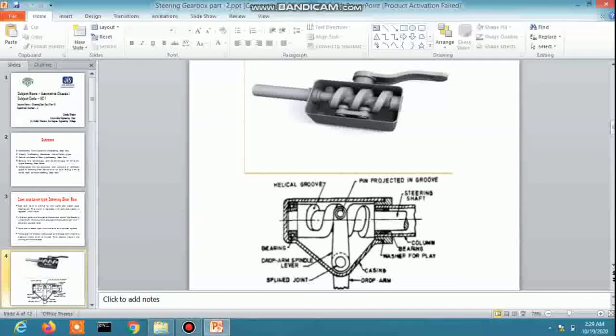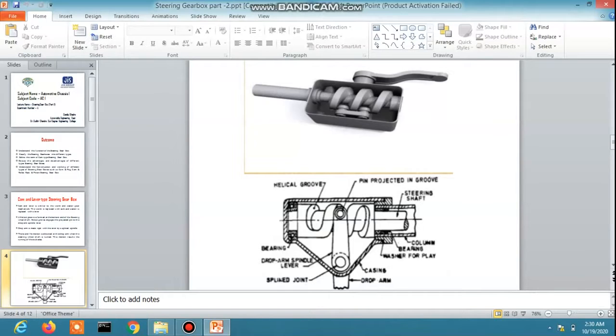This is the picture of the cam and lever type steering gearbox. So this is the cam type thread, which is connected to the steering shaft, and the drop arm is connected to the pin projection with the cam. And this is the picture of the cam and lever type steering gearbox.